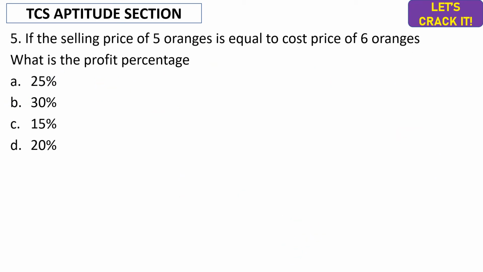Moving on, here comes the profit and loss related question. So give it a read. If the selling price of 5 oranges is equal to the cost price of 6 oranges, I am writing it in the form of an equation: SP of 5 oranges is equal to CP of 6 oranges.